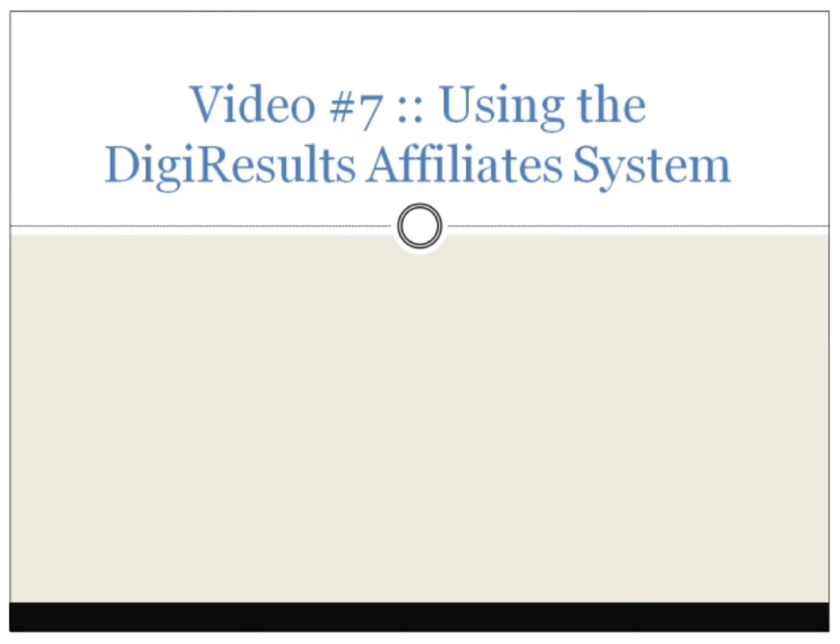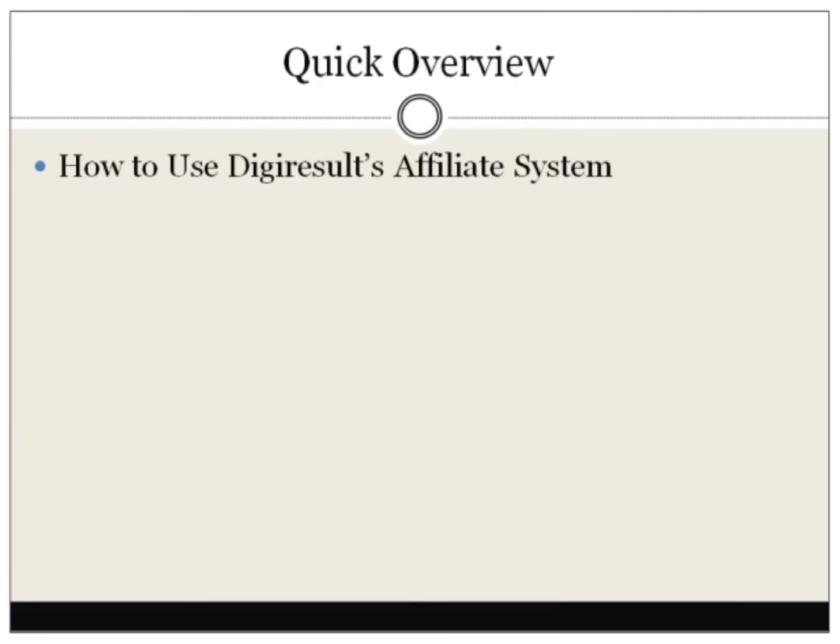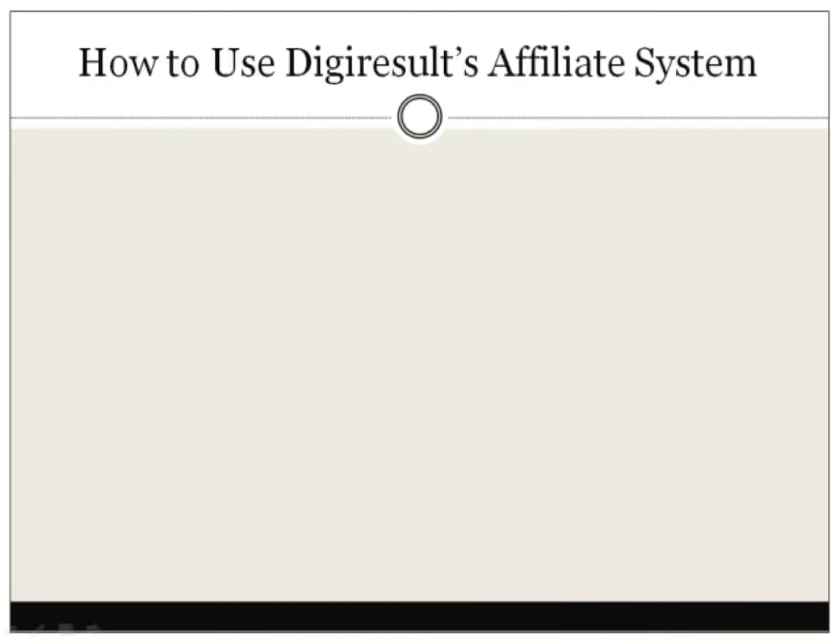Hello and welcome to video number 7. In this specific video, you're going to learn how to use the DigiResults affiliate system. Just a quick overview here. I'm going to talk about how to use the DigiResults affiliate system first, and then I'm going to show you how to create affiliate promotional tools for your affiliates.